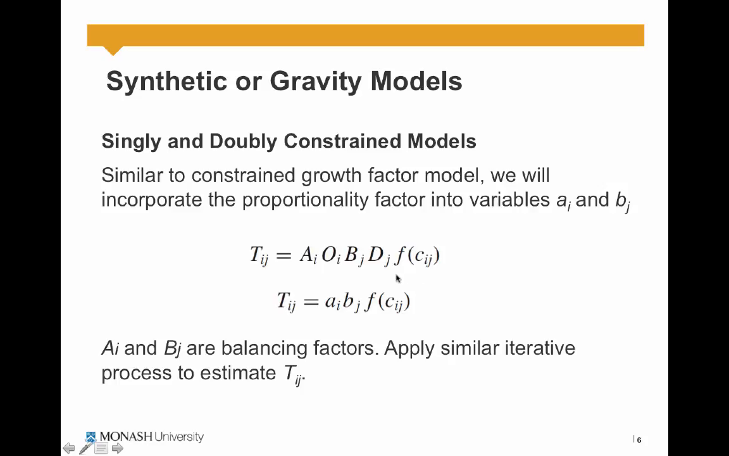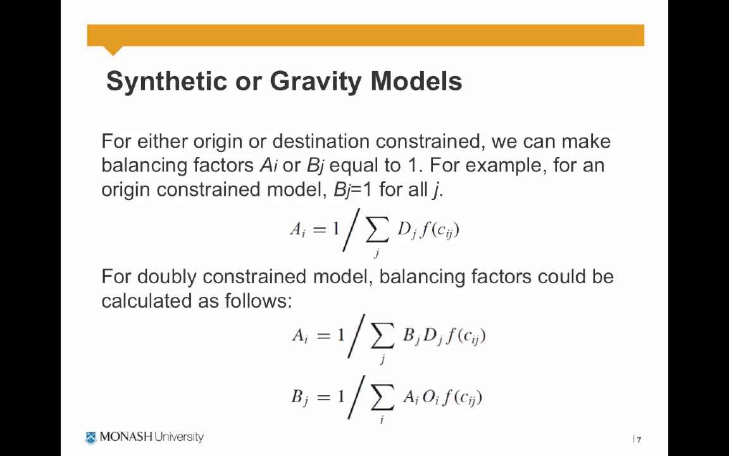To apply this to an actual trip distribution modeling problem, we need to apply a similar iterative process to estimate Tij, very similar to the growth factor model implementation as we saw earlier. For either origin or destination constraint, we can make balancing factors Ai or Bj equal to 1. For example, if we want to implement it as an origin constraint model, we assume Bj is equal to 1 for all the j's, and we calculate the balancing factor Ai as equal to 1 over the sum of the Dj's multiplied by the deterrence function over all j's.